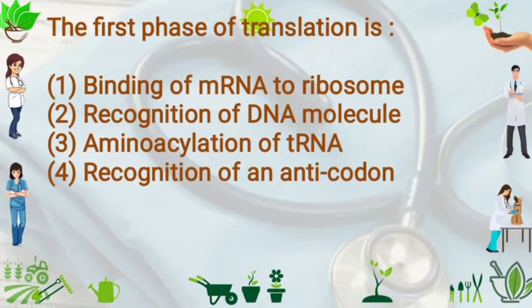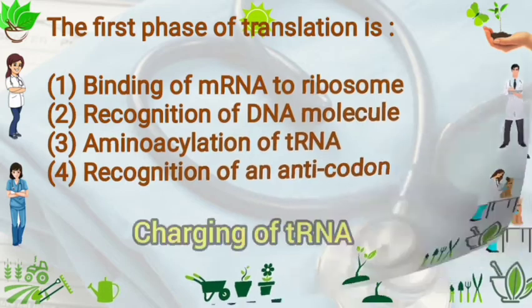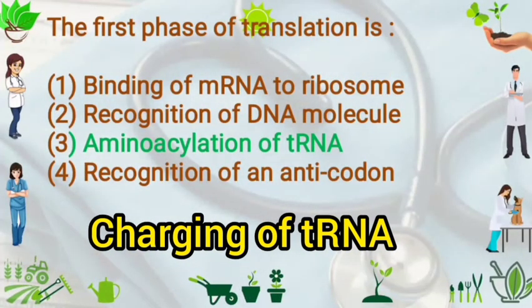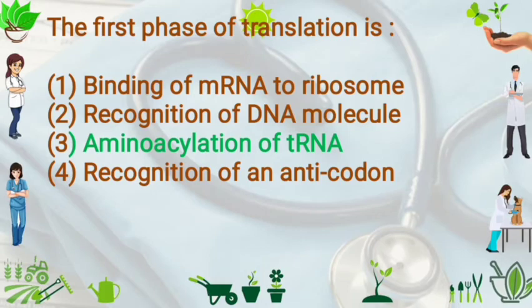Next question. The first phase of translation is: binding of mRNA to the ribosome, recognition of DNA molecule, amino acylation of tRNA, recognition of an anticodon. The first phase of translation is amino acylation of tRNA. It is otherwise known as charging of tRNA. So the option is C.